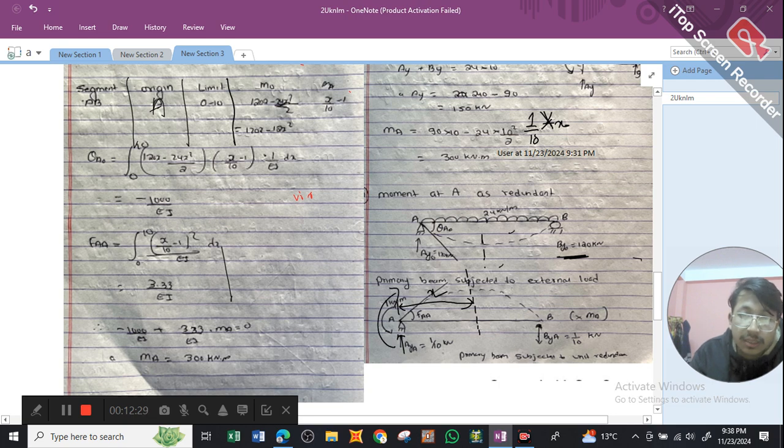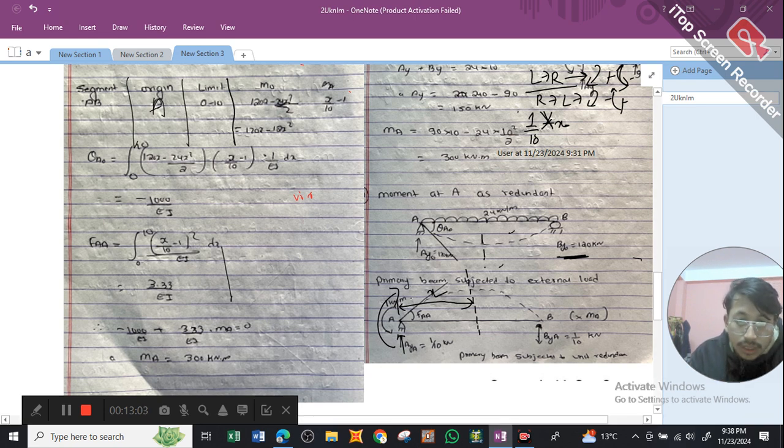Clockwise moment is taken as positive while moving from left to right. I already explained in my previous video, while moving from left to right portion of a beam, clockwise moment is taken as positive and anti-clockwise moment as negative, whereas while moving from right to left, clockwise moment is taken as negative and anti-clockwise moment as positive. So you need to remember this one. Moving from left to right, clockwise positive, anti-clockwise negative, vice versa for right to left.